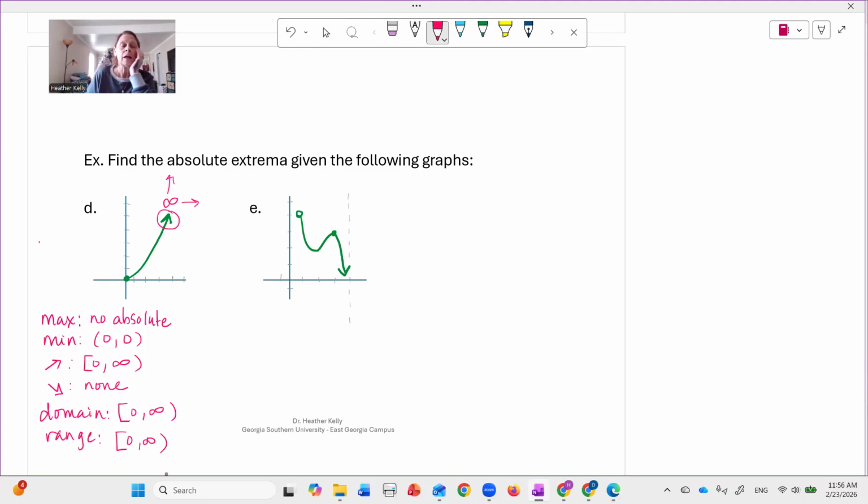Okay. And then finally, this guy, we got our max, we got our min, we got our increasing, we got our decreasing, we got our domain, and we've got our range. And this is a kind of a special function. And again, I just drew the picture, but you may not be familiar with this light dotted line here. This is called a vertical asymptote.